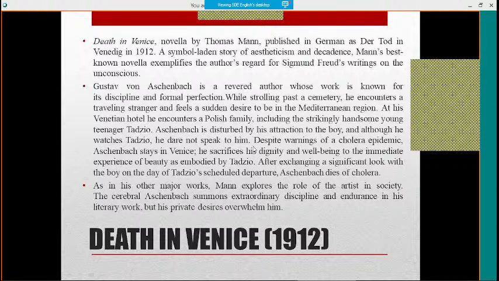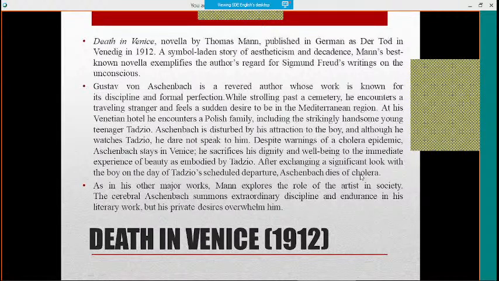So he sacrifices his dignity and well-being in order to experience the beauty embodied by Tatsio. He's a very handsome young man, and Aschenbach is very much attracted to him. He stays in Venice even though he is in very ill health, in order to see and pursue this boy. After a significant look with the boy on the day of Tatsio's scheduled departure from the hotel, Aschenbach dies of cholera. This is the plot, or the synopsis, of this novel.